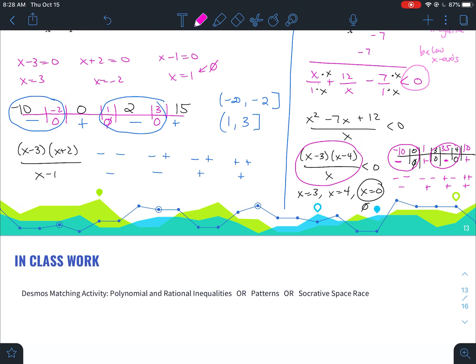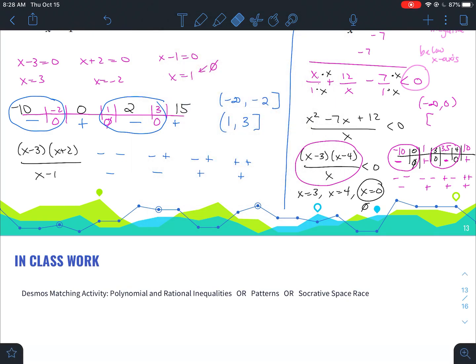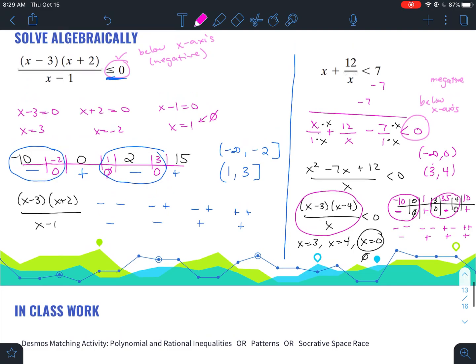So it's less than 0 if I am smaller than 0. So from negative infinity to 0. And I can't equal 0, so that gets a parenthesis. And then in between 3 and 4. But I just want it to be less than 0, not equal, so we're good. So these are going to be parentheses too. And those would be my answers. And again, you can always check these by graphing them on Desmos and making sure those are where on the graph the graph is below the x-axis, because that's where it's negative.